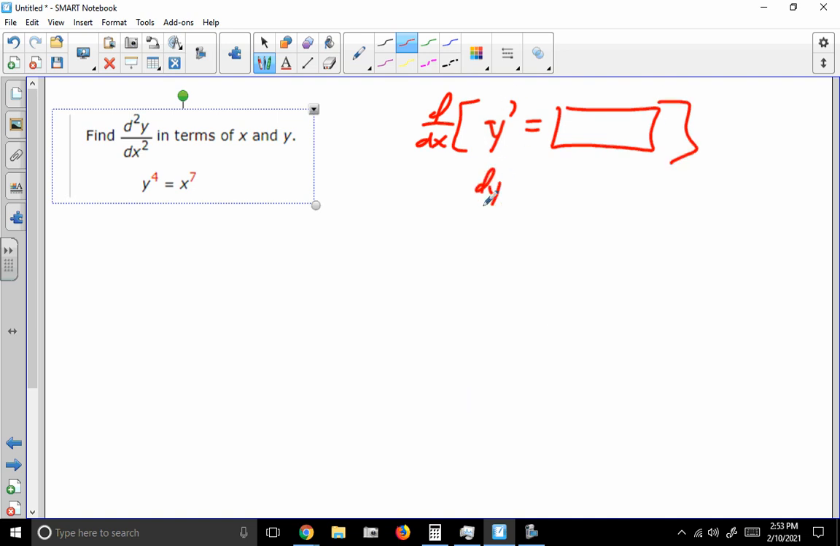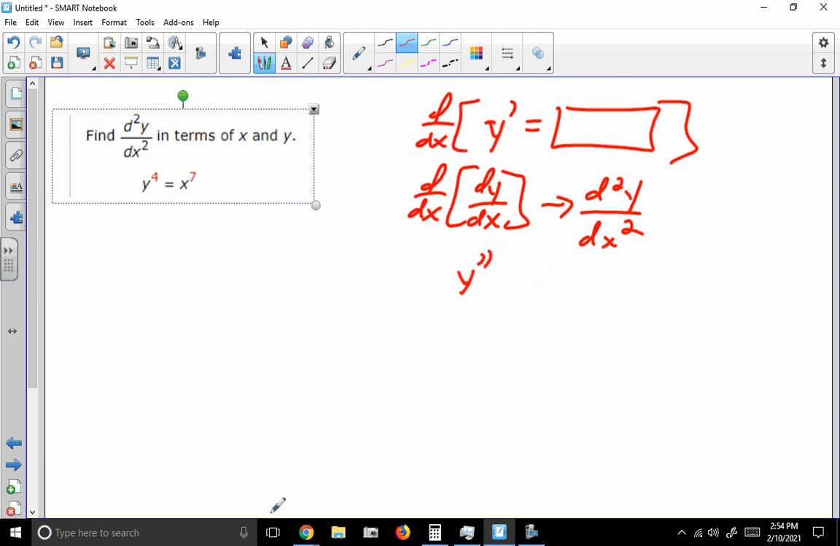Y prime, that's also known as dy over dx. And when I differentiate that with respect to x, that gives me what we call the second derivative. That's also referred to as y double prime. But the point here is that the derivative of the first derivative is the second derivative. So we need dy over dx, or first derivative, differentiate with respect to x.